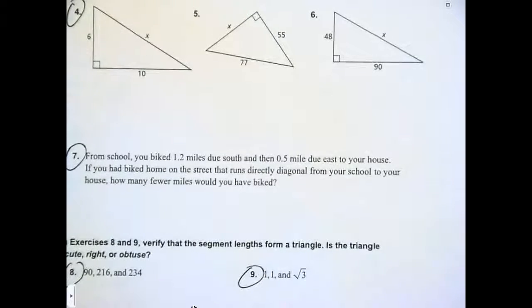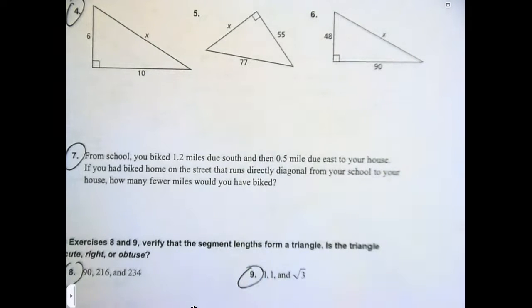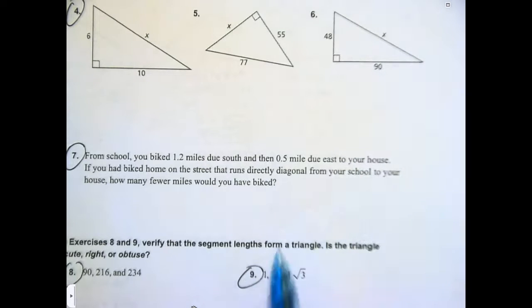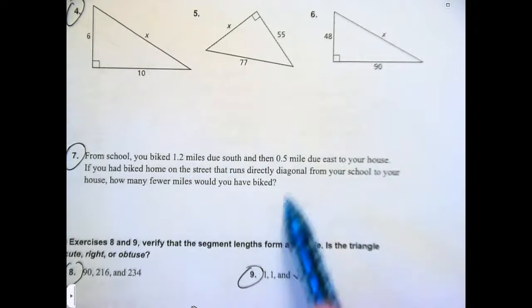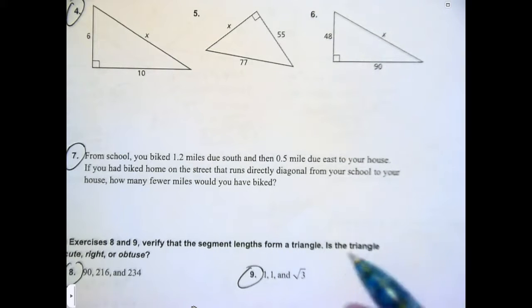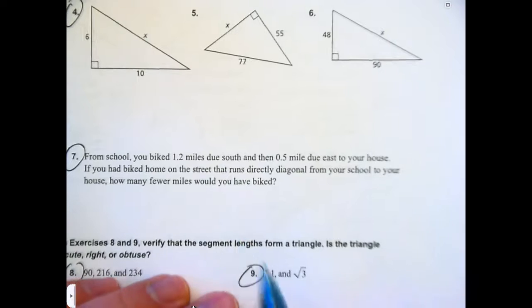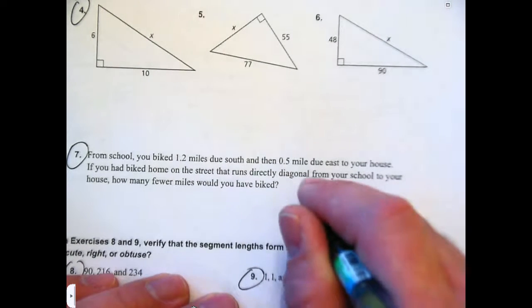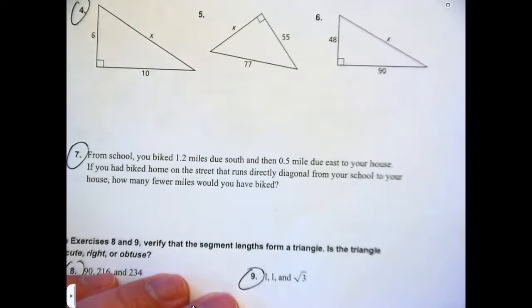Okay. Number 7. You see a lot of problems like these where it just gives you a random situation. From school, you biked 1.2 miles due south and then 0.5 miles due east of your house, or 1 2/10 and 5/10. They don't really tell you where either your house or the school are, but then they start talking about east and west. So when you're doing that, does anyone know how to start that type of problem?